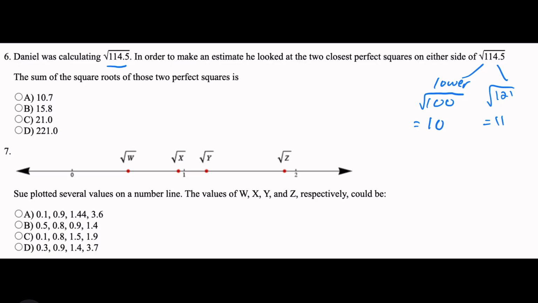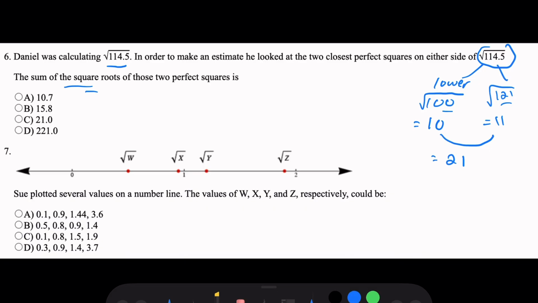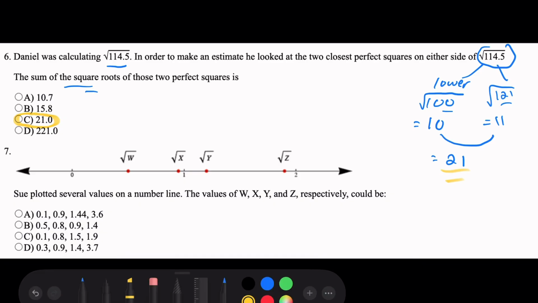And so you know that this value is between 100 and 121, which means that the value is in between 10 and 11. And so the sum of the square roots, if we go 10 plus 11, they want to know what the sum of the square roots is, then that would equal 21. And so while this would be perhaps one square root, the sum of the square roots would actually be 21 here. So C would be our best answer.